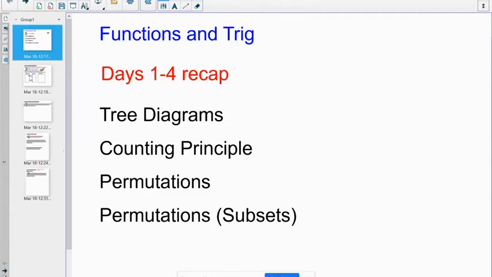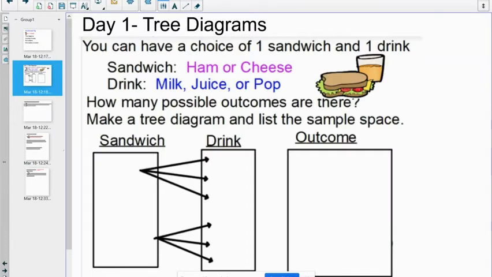This is just a recap video of what we just did in days 1 through 4: tree diagrams, counting principles, permutations, and permutations from a subset. You're going to be seeing examples of problems that you've probably already seen before. So if you feel confident with the problem I'm doing at hand, then feel free to skip to the next one. The first one here is tree diagrams.